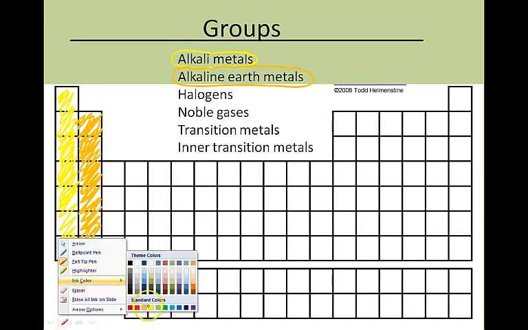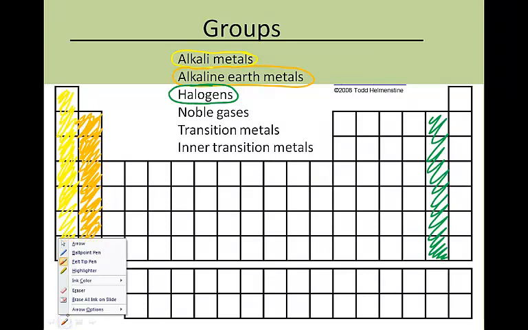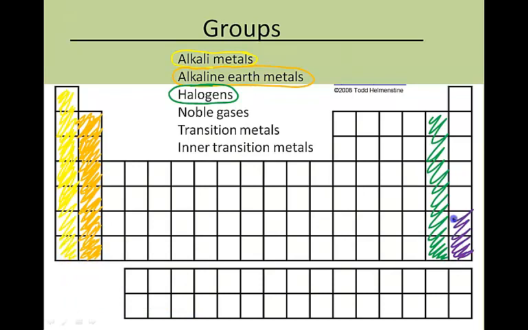Let's get another color going here. Let's get some green going. We're going to jump over here to the halogen group. This green column is the halogen group. This is where you find fluorine, chlorine, bromine, iodine. These elements are used in purifying things. They have 7 valence electrons, so they are almost as stable as the noble gases. This purple column here is the noble gases.